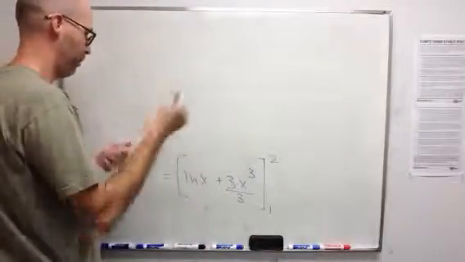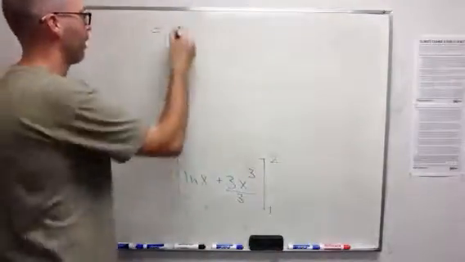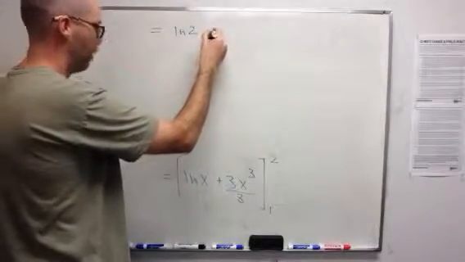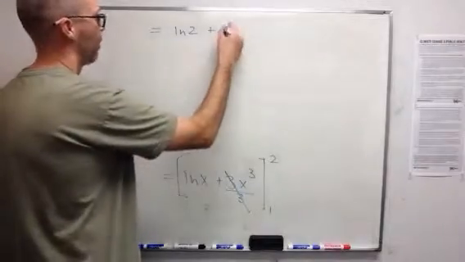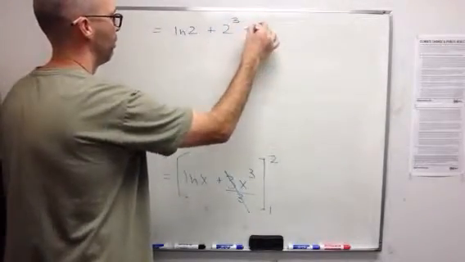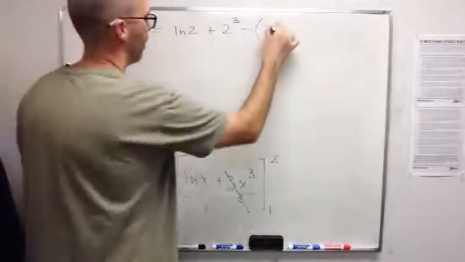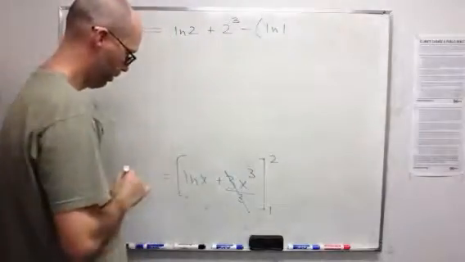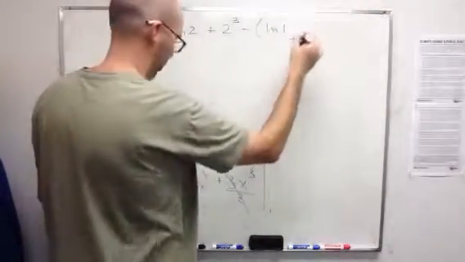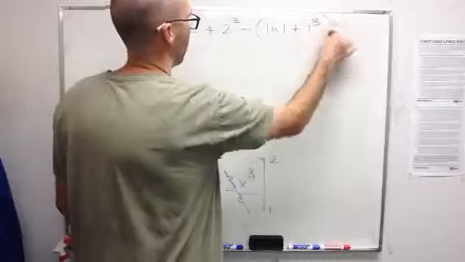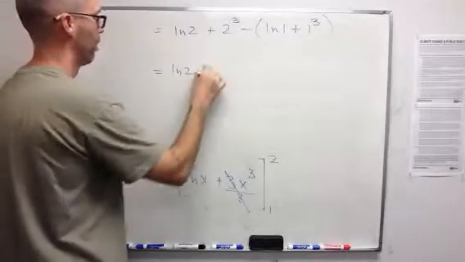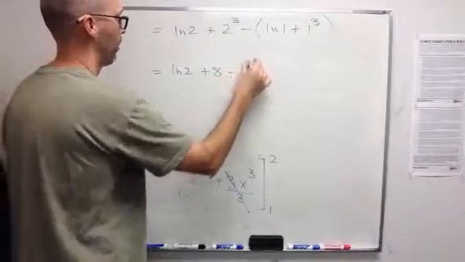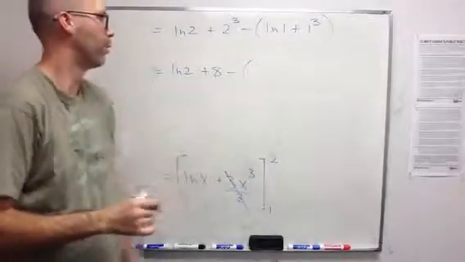Now going back up, evaluating, we have ln 2 plus, those will go away there, 2 cubed minus ln 1 plus 1 cubed. All right, ln of 1 is 0.